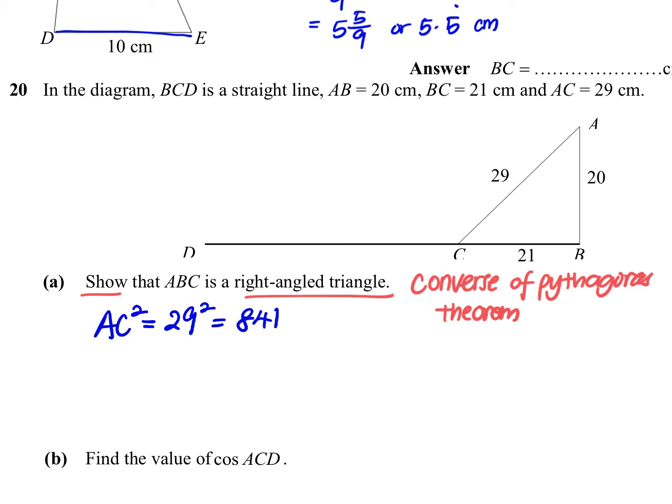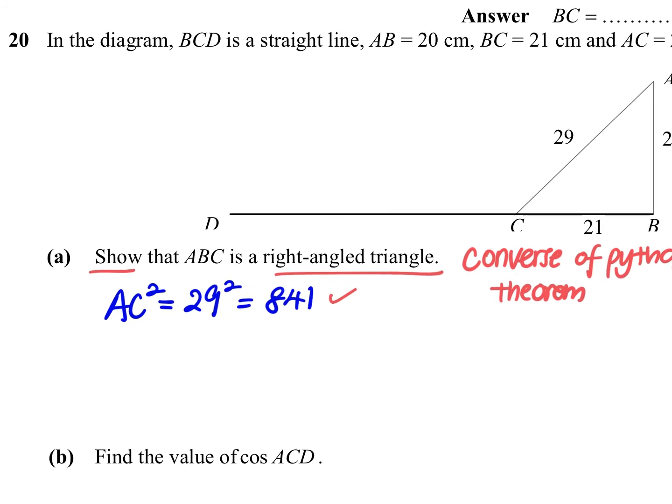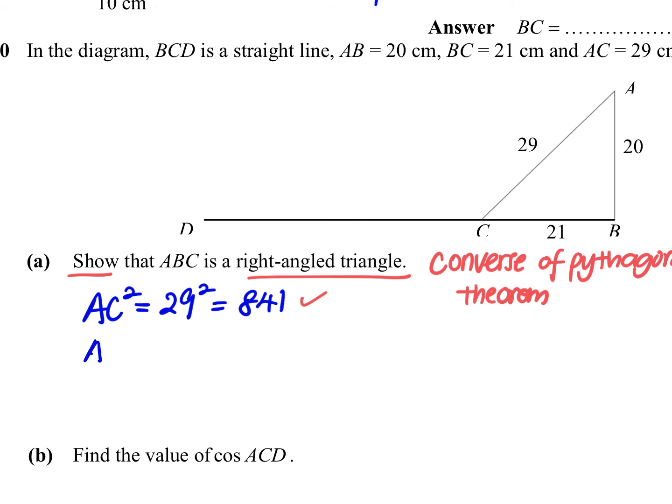So you notice I have a number here. Where are the other two sides? Braxton, which two? The other two shorter sides. AB square plus BC square, correct? So 20 square plus 21 square. Is it also 841? Okay, let's see. Yes, 841. So now we have two 841.